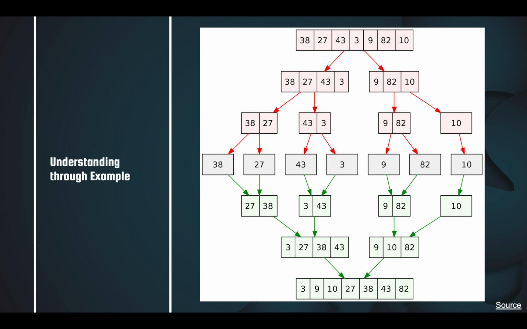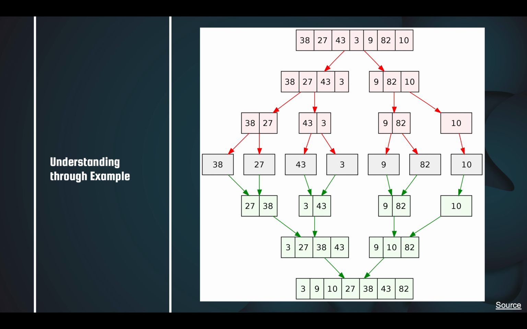Through this example, let's understand what the merge sort algorithm is. Here, we have an unsorted array of size 7. Implementing the divide part, the input is divided into 2 sub-arrays recursively till we obtain sub-arrays of size 1. Now, let's see how the sub-arrays are sorted and merged.